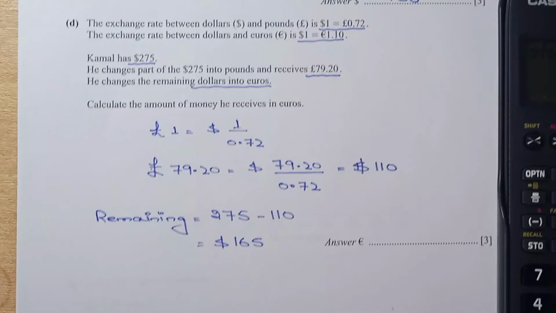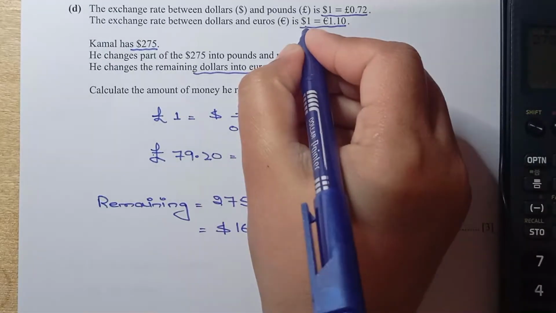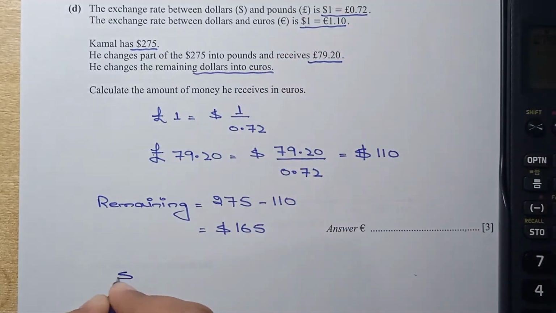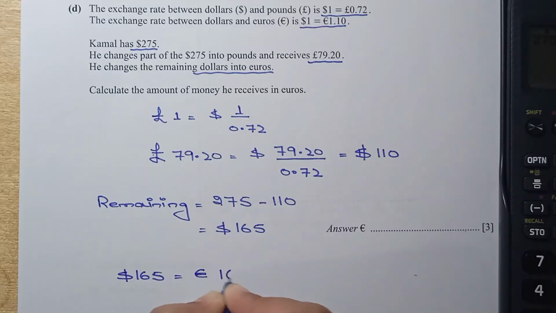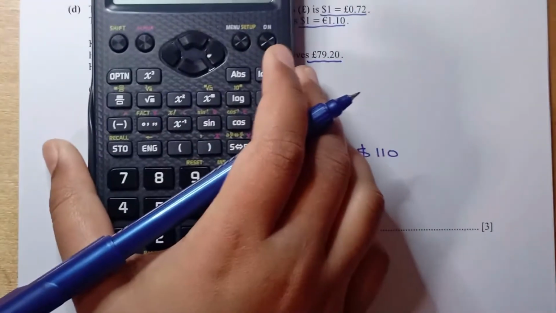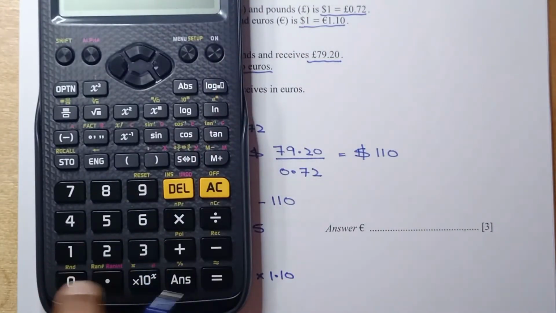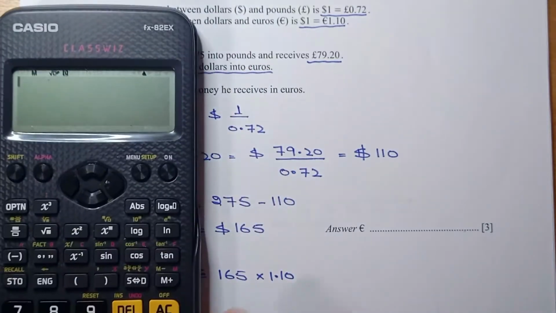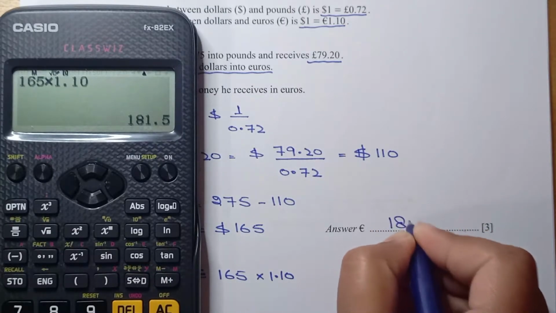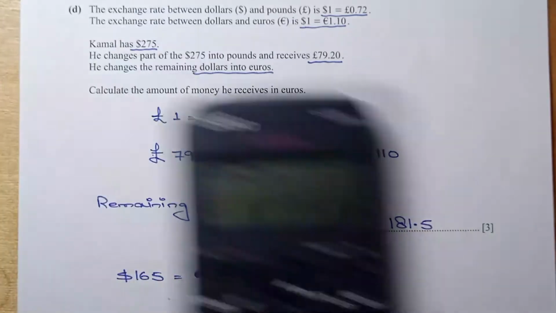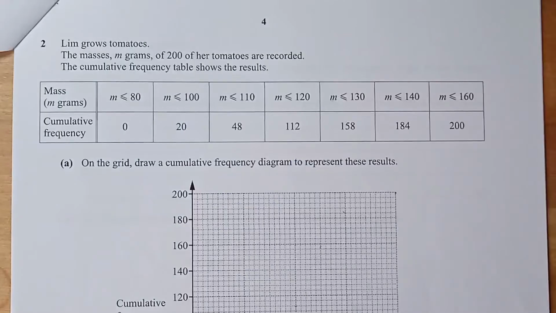the dollars and the euros. So if $1 is this much euro, what about $165? This would be 165 times 1.10. Sorry, it's 165 times 1.10, which is 181.5 euros he will receive. Question number 2.